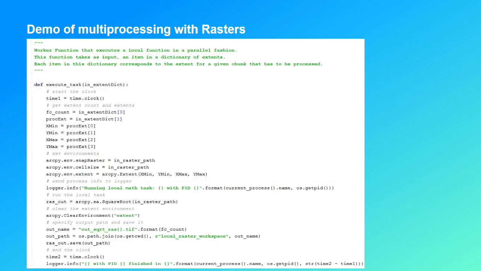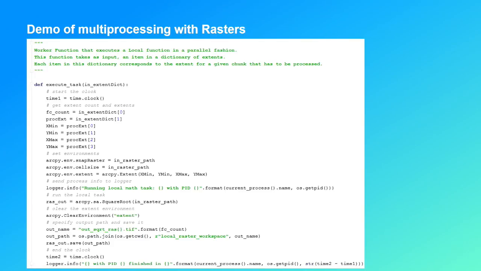This is the execute task function where the actual GP tool is run. And it takes an argument, which is the extent on which it is expected to process. Within here, I'm setting some environments. I need to set my snap raster environment to make sure my rasters aren't moved about or resampled. I'm also going to set my cell size for that same reason. And then I'm going to set the extent as this partitioned extent on which I'd like this process to focus its work.